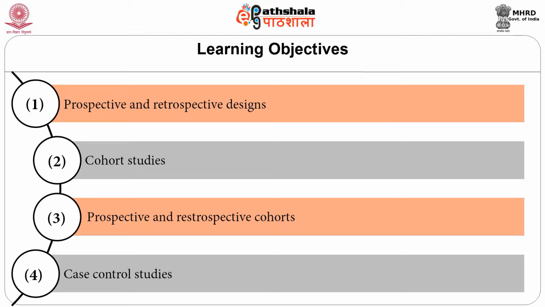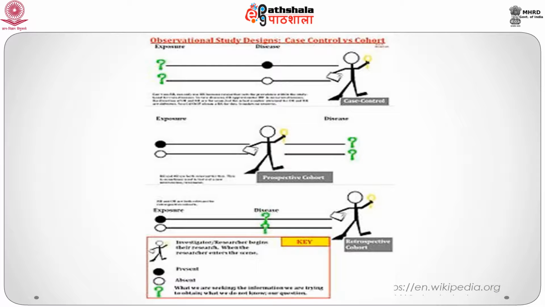We shall first define cohort studies and in doing so make a distinction between prospective and retrospective cohorts. We shall also define another type of study design which is very popular in the epidemiologic literature and is called a case control study. This is the standard graphic which is used to make a distinction between prospective and retrospective studies. This is a graphic taken from the Wikipedia entry on the subject.